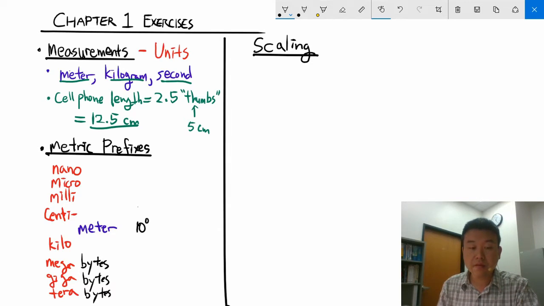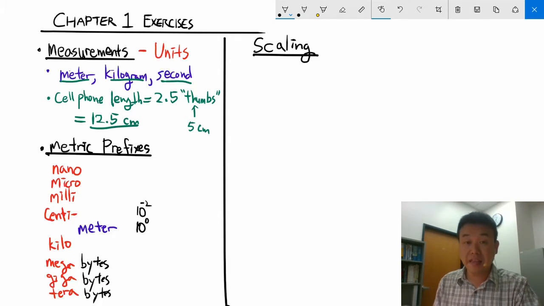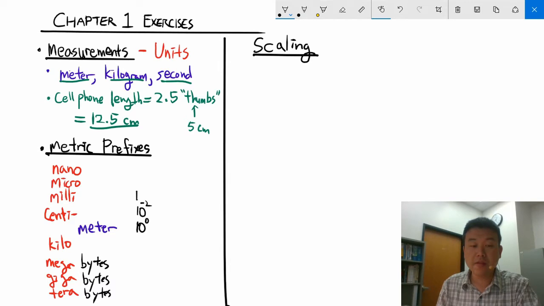Centi, that prefix means you are dealing with 10 to the power of -2. So a centiliter is 0.01 liter. Milli refers to 10 to the -3. And after that, you will see some regular pattern. Micro is 10 to the -6. Nano is 10 to the -9.